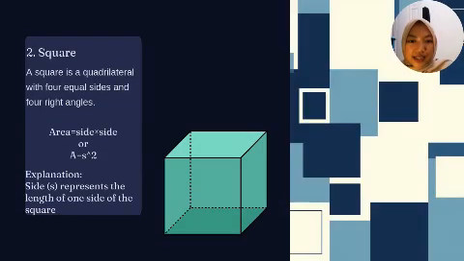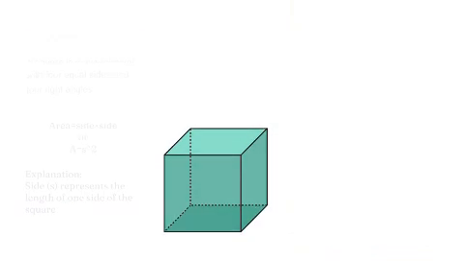The second is the square. A square is a quadrilateral with four equal sides and four right angles. And the formula is area equals side times side, or A equals s squared. The explanation: side or s represents the length of one side of the square.